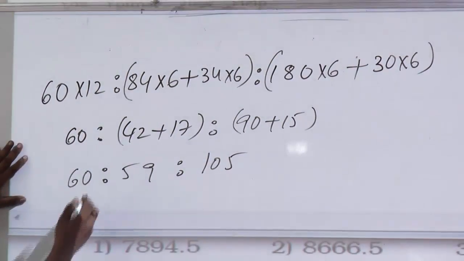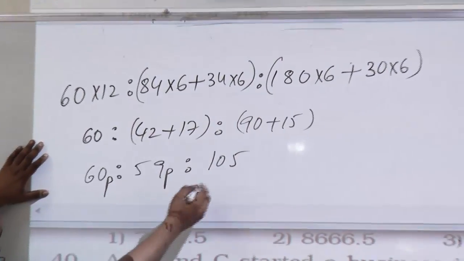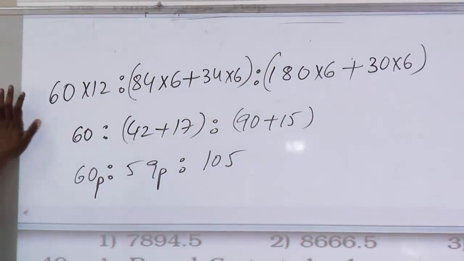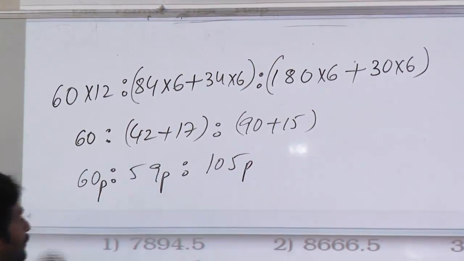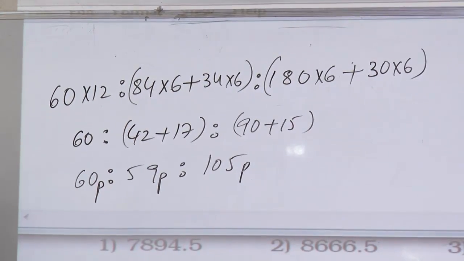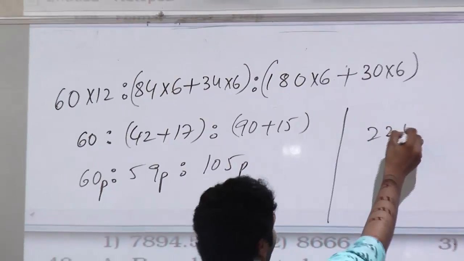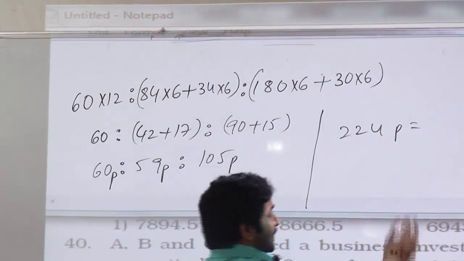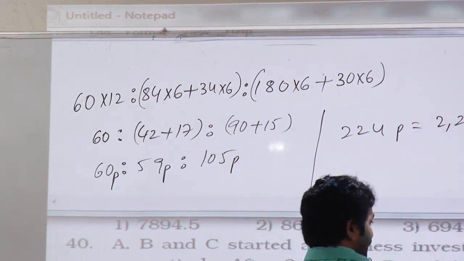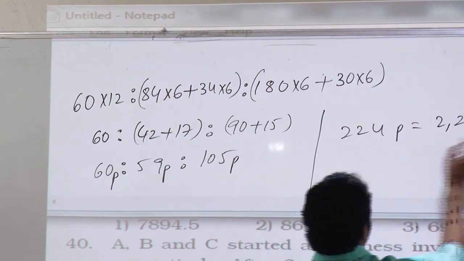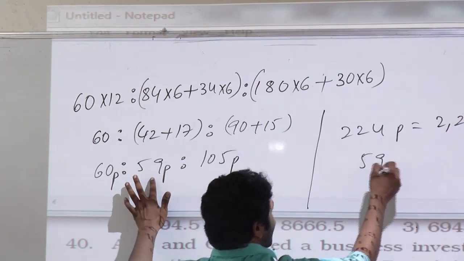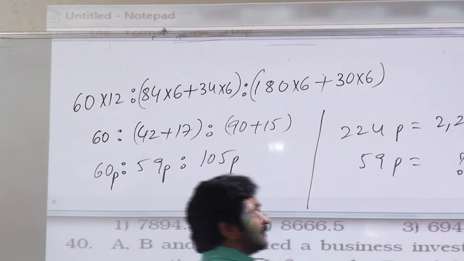Now, the total profit is given as 2,29,152. What is the total number of parts here? 60, 59, 119. 119 plus 105, 224. So total number of parts are 224 and total profit is given as 2,29,152. And you're asked about B's share, which is 59 parts, equal to how much?